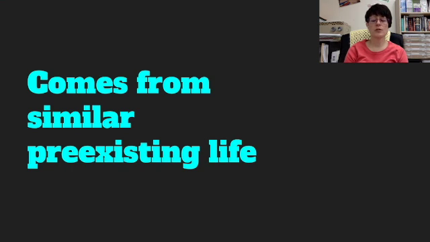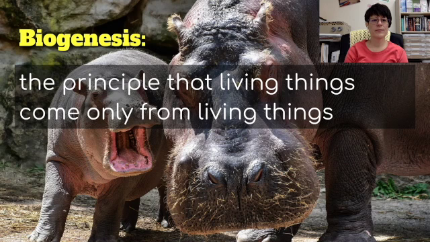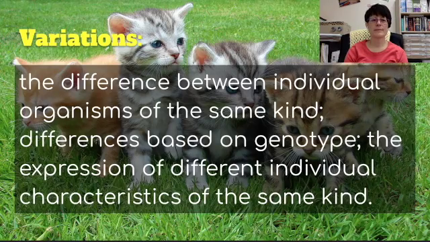It comes from similar pre-existing life. This is biogenesis, the principle that living things only come from living things. It's not spontaneous generation. They cannot come from non-living materials. And again, you're going to get a hippo from a hippo, not a blue whale, okay?